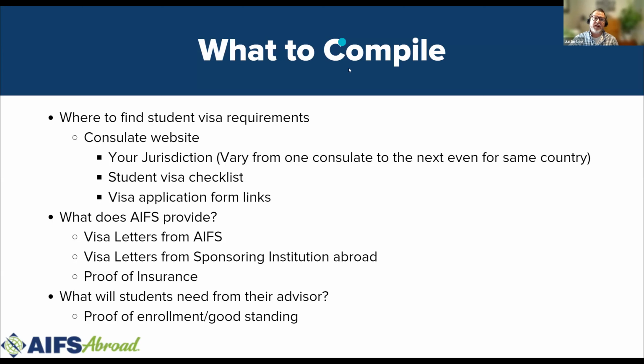Very much dependent on the consulate and the country, but there are some documents that students may need from their U.S. schools, from you. Indicating sometimes disciplinary clearances or confirmation of enrollment and credits that will transfer back to you. So again, that will be specified in the specific country's visa guide that we provide to your students.